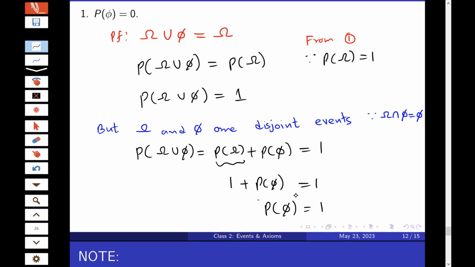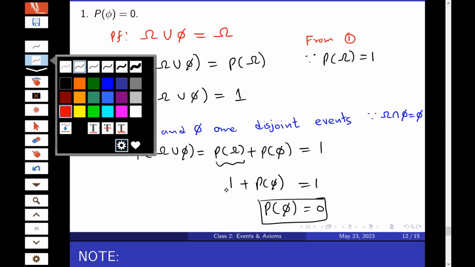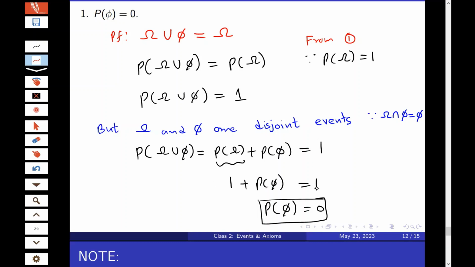Okay. So if you subtract 1 from both sides, you will get 0. So I will write 0 here. And I will denote subtracting 1 from both sides. Okay. I'm going to subtract 1 from both sides. And you will get 0 in this side, and p omega is remaining in the left hand side.